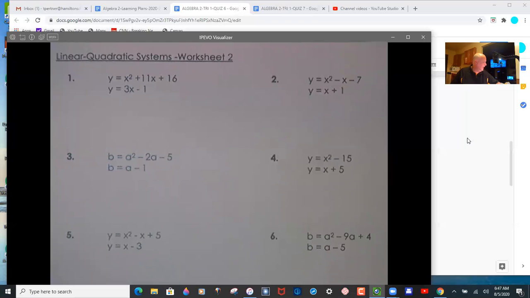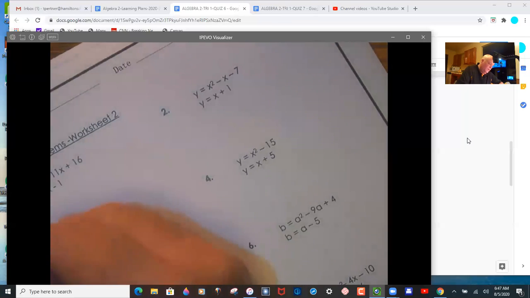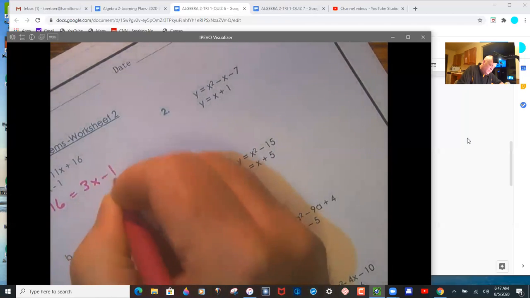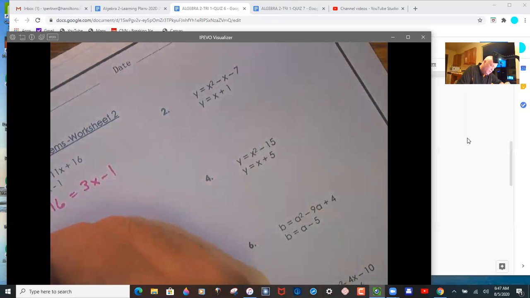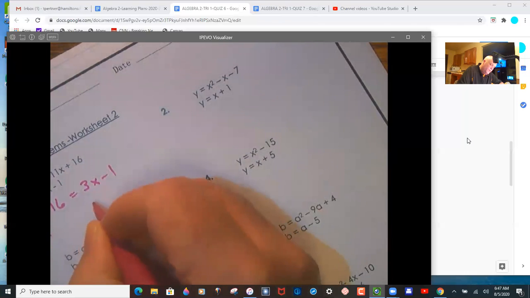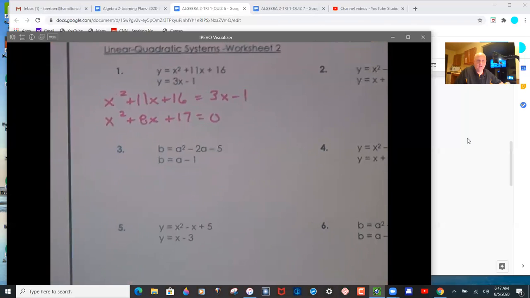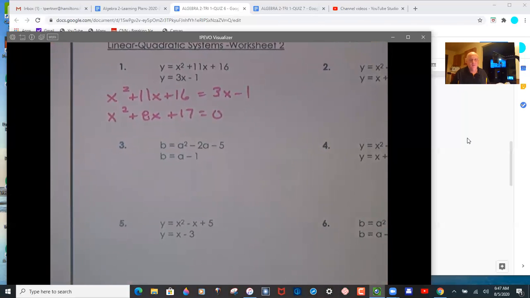All right, so how does this work? You take and you set both of them equal to each other, and the linear system gets absorbed into the quadratic system. I'll do one of each here. So subtract the 3x, add the 1. And then what happens on this one, this is a no solution and no real solution.